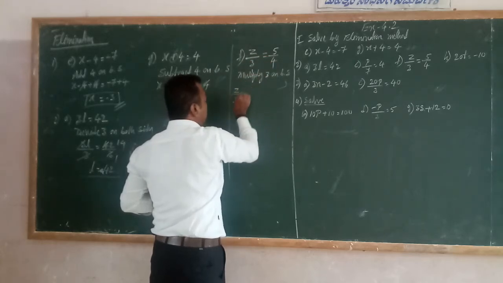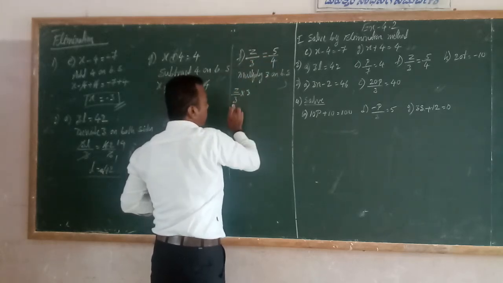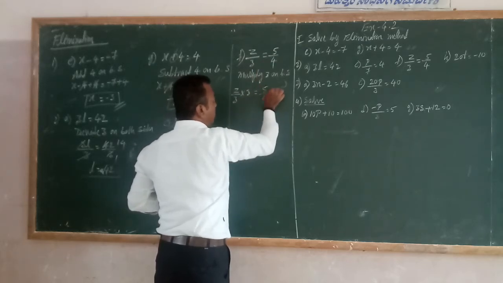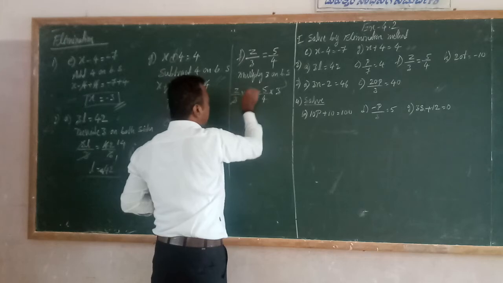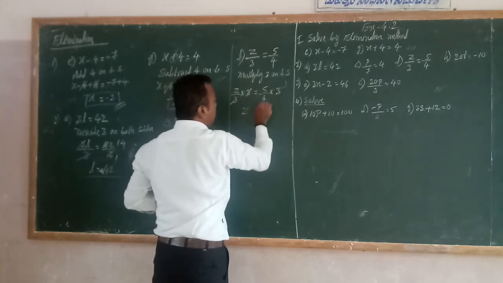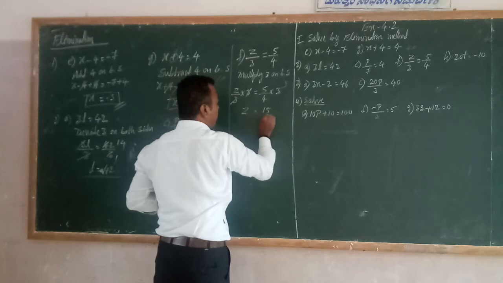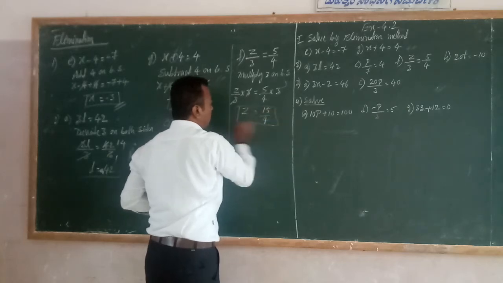Therefore, Z by 3 into 3. So LHS we have to multiply by 3, like that RHS is also multiplied by 3: 5 by 4 into 3. So 3 gets cancelled, remaining here Z. 4 and 3, nothing is going. Therefore, 5 threes are 15. 15 by 4, this is the value of Z.